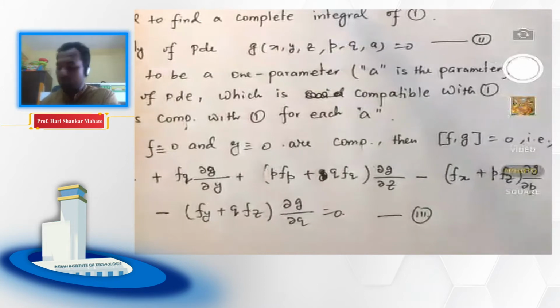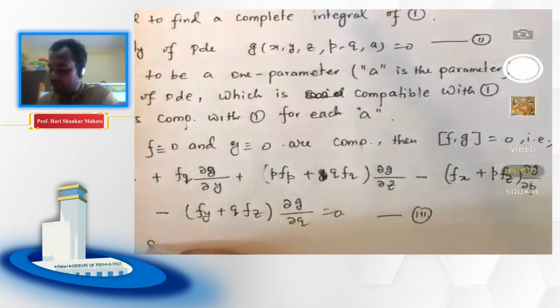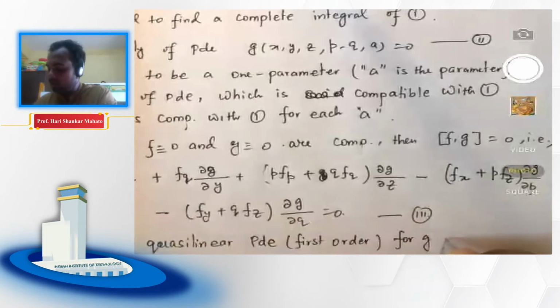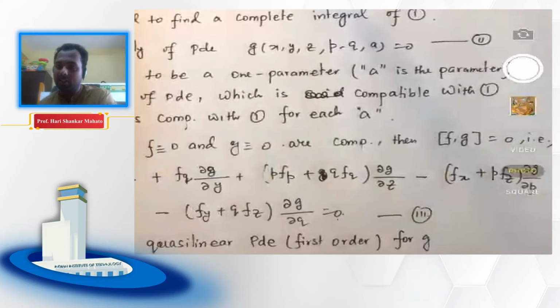So now this one is basically a quasi-linear PDE, first order in G. Here you can see del G del X, del G del Y. All of them have degree 1, and obviously this qualifies to be in that quasi-linear PDE category.